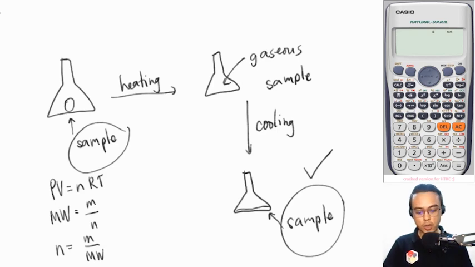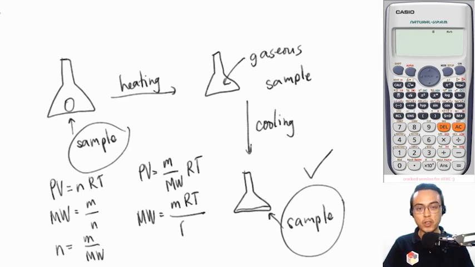So our equation would then be PV equals mass over molecular weight times R times T. Solving for the molecular weight, we have mass of the sample times R times T over PV. This is now our equation for determining the molecular weight of our unknown substance. Okay, and with that, let's watch the demonstration.